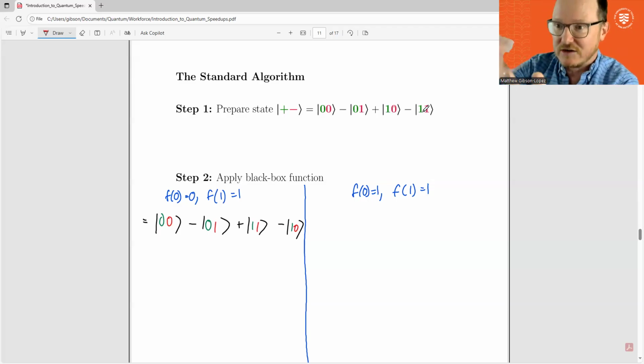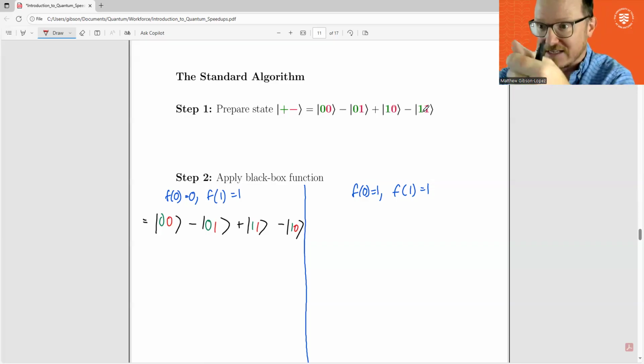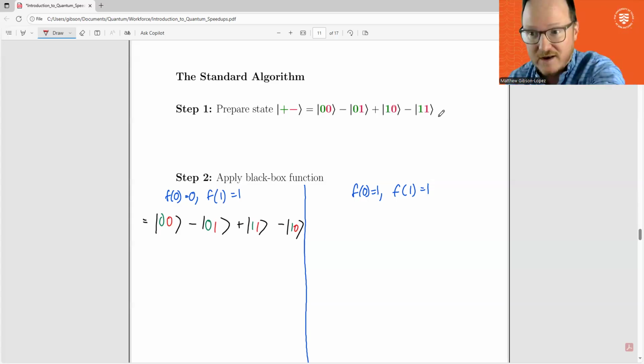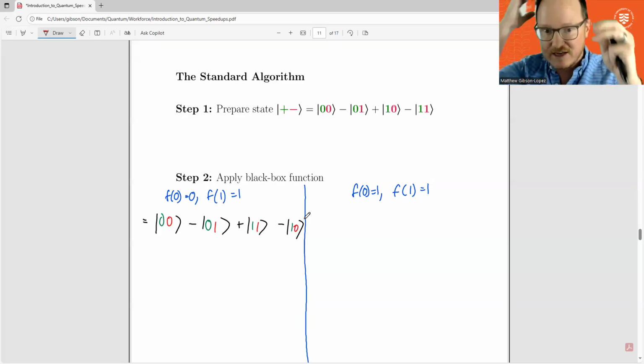That's like the action of flipping both of them at the same time. The zero became the one, and the one became a zero. So it's almost like the states changed places. And that ends up mattering because of the signs, right? We used to have a plus one zero and a minus one one, but now we have a plus one one and a minus one zero. So it's like they change places.